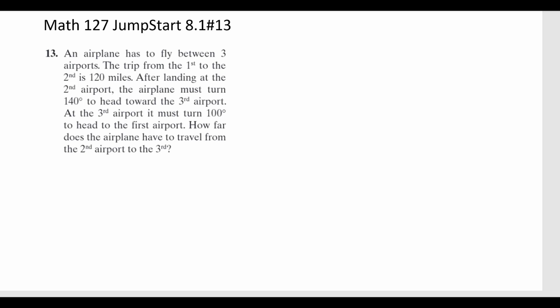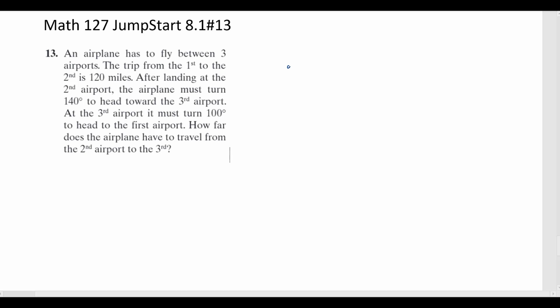Anyway, that being said, an airplane has to fly between 3 airports. The trip from the first to the second is 120 miles. After landing at the second airport, the airplane must turn 140 degrees to head towards the third airport. At the third airport, it must turn 100 degrees to head to the first airport. How far does the airplane have to travel from the second airport to the third airport?